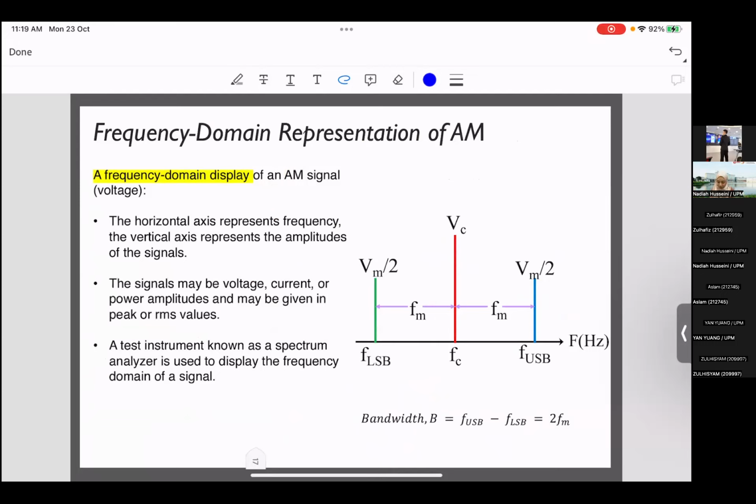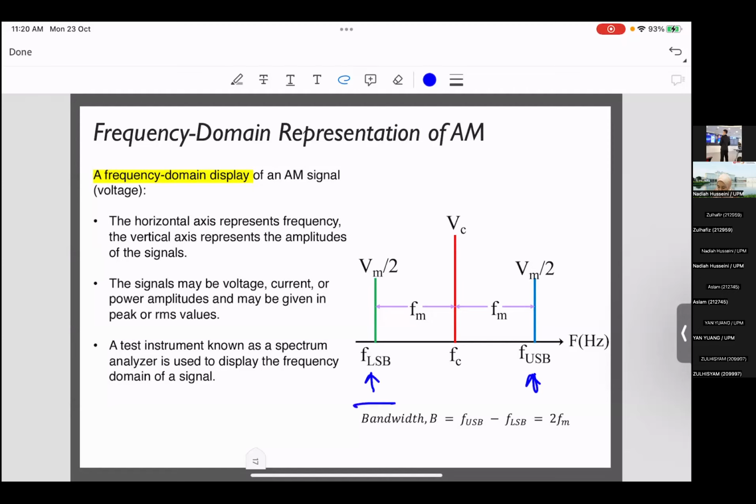So just unmute. All right, so continuing, we talked about the frequency domain display. We cannot see the sidebands when we are observing it in time domain. Therefore, it is best if we represent the AM in terms of frequency so that we can know exactly where our sidebands are, or to make our calculations easier.